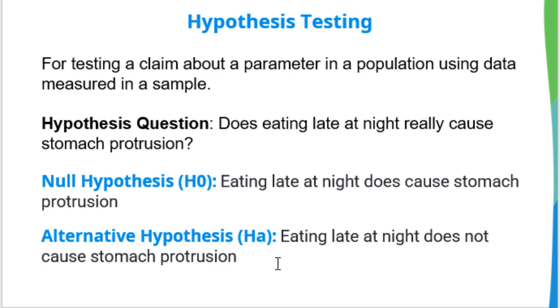But if our test now fails, we can reject the alternative and say, okay, because this one failed, let's go with eating late at night does cause stomach protrusion. So we can now partially agree with this. But this is what we are focusing on. That is called hypothesis. We are going to be seeing various examples of that later as we go on.